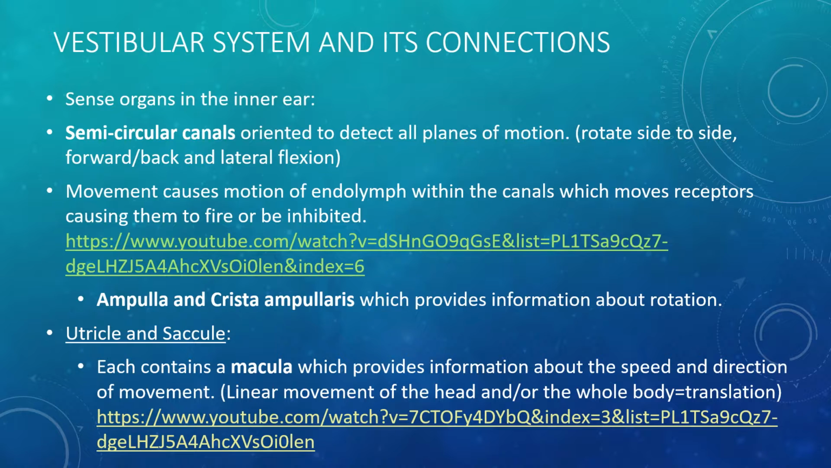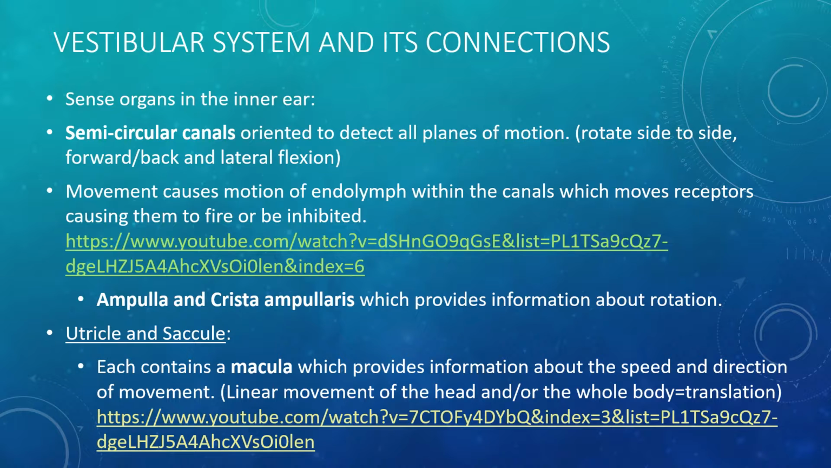And then the receptors are the ampulla and the crista ampullaris. And that gives information about rotation. So if you're nodding, then it's the ampulla and the crista ampullaris that's providing that information.